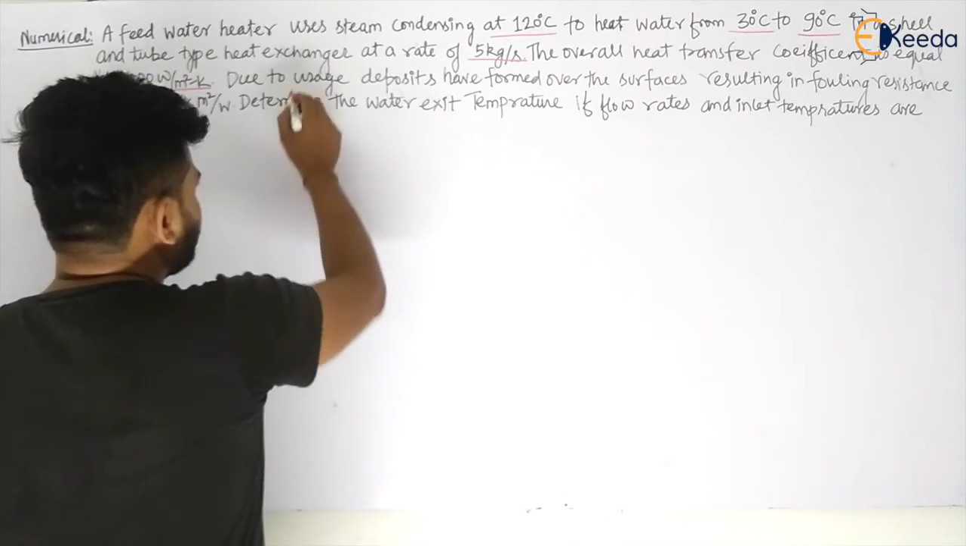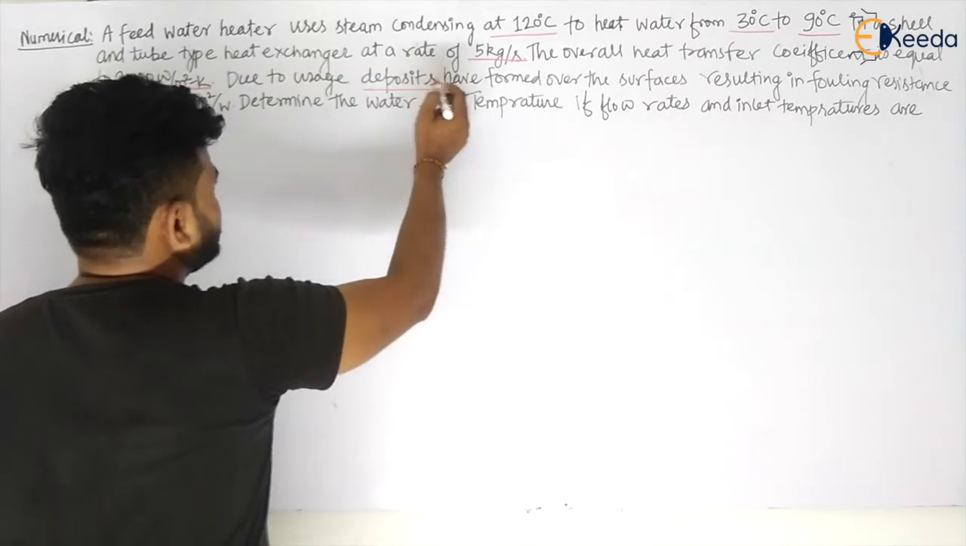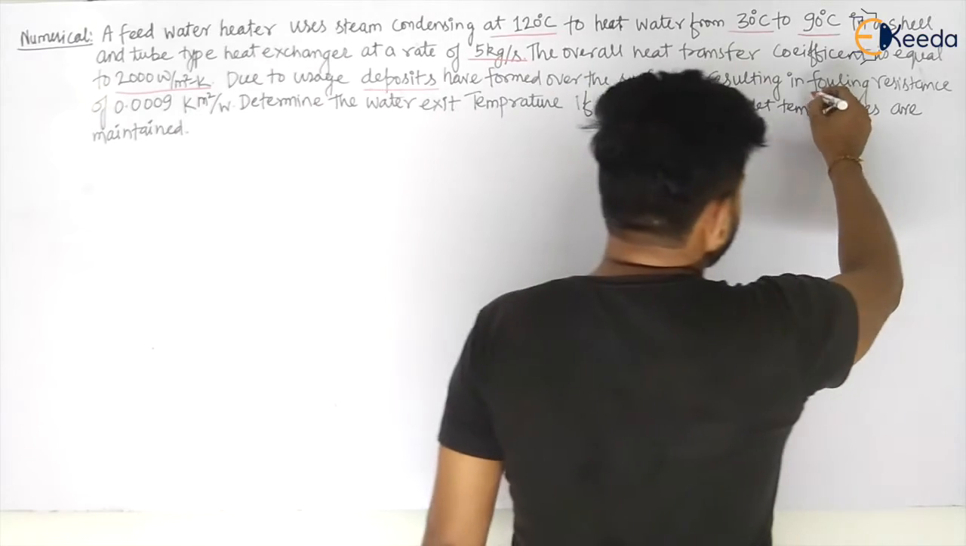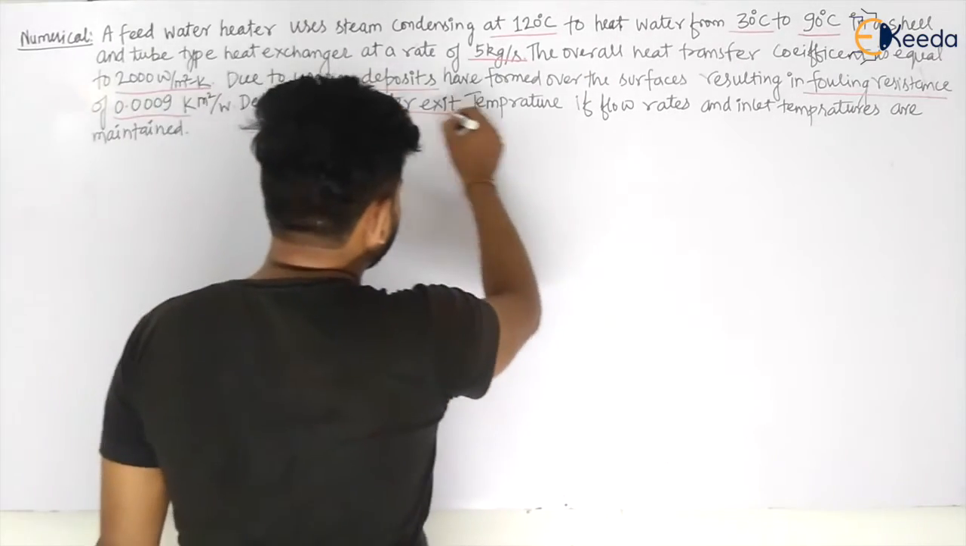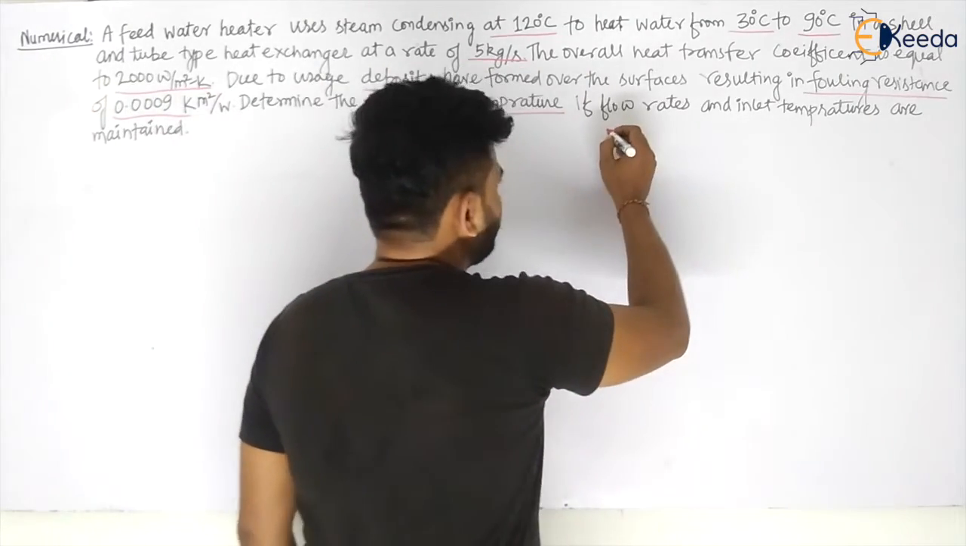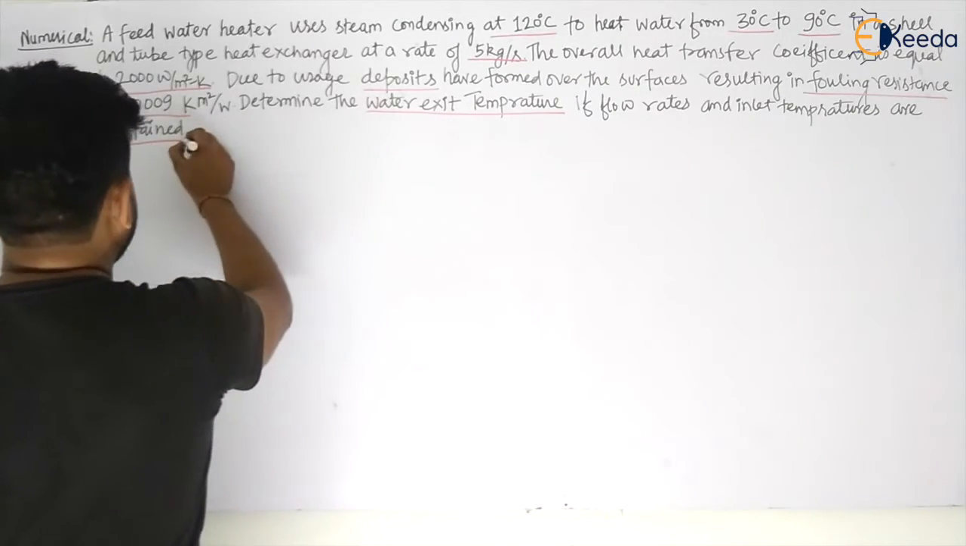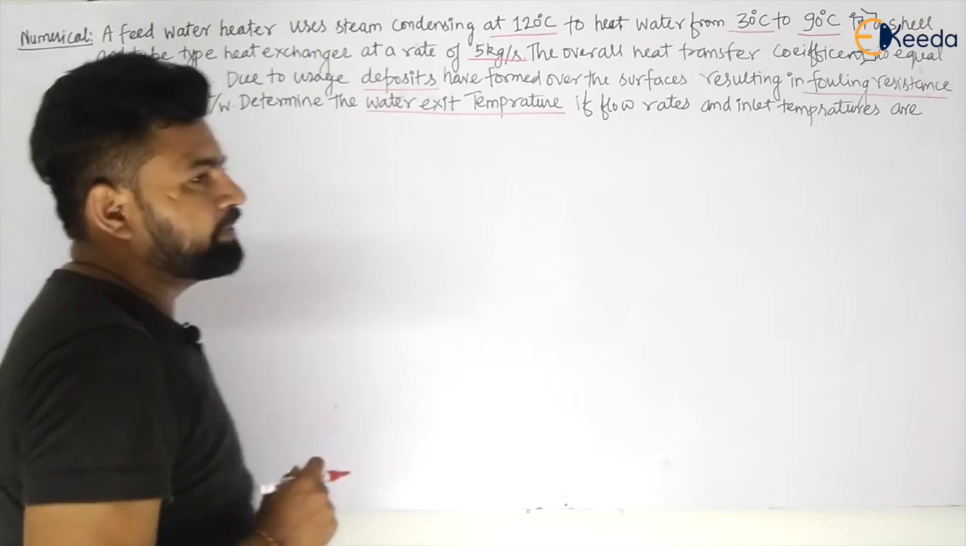Due to usage, deposits have formed over the surface, resulting in fouling resistance. Determine the water exit temperature if flow rates and inlet temperatures are maintained, my dear students.